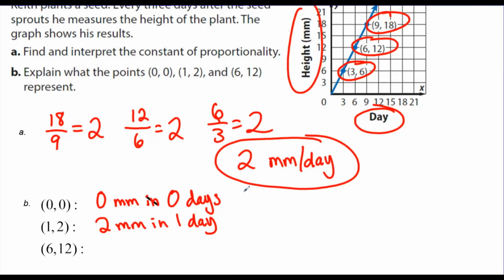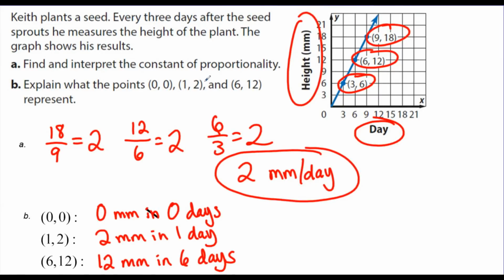And then finally, what does 6, 12 tell us? Well, 6 is the number of days and 12 is the number of millimeters. So that tells us it grew 12 millimeters in 6 days. That's interpreting the ordered pairs on our graph. So graphs of proportional relationships are straight lines that go through the origin, and we can use any ordered pair on the line to find that constant of proportionality, that unit rate, that constant rate of change.